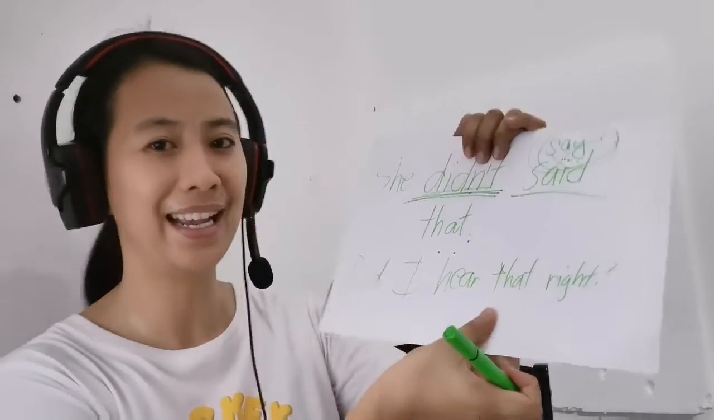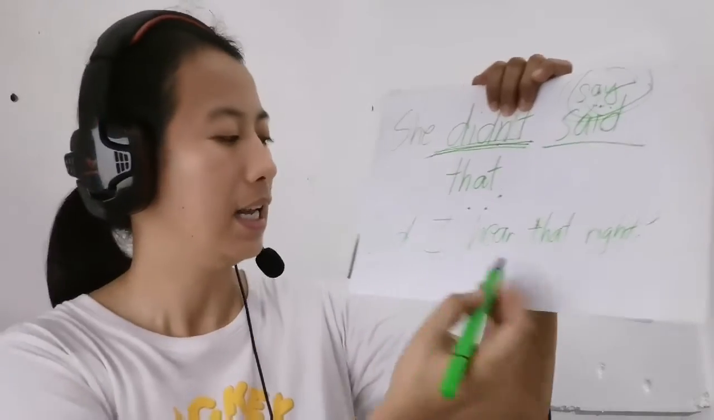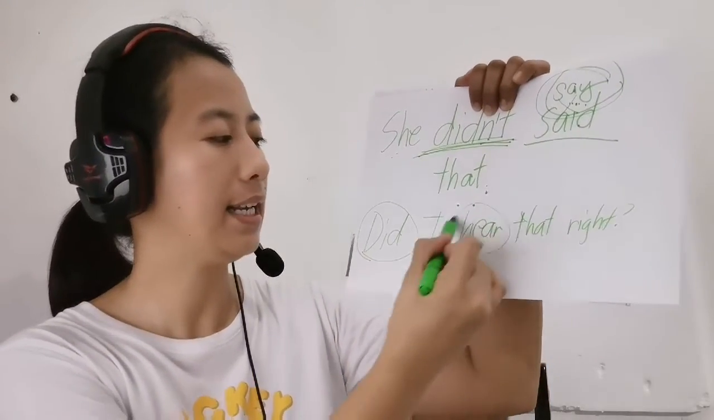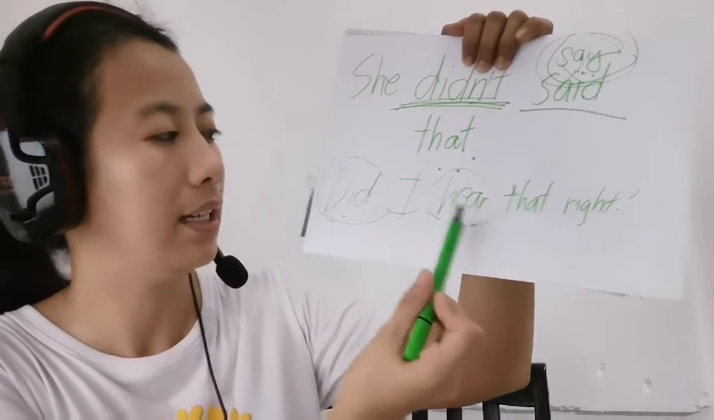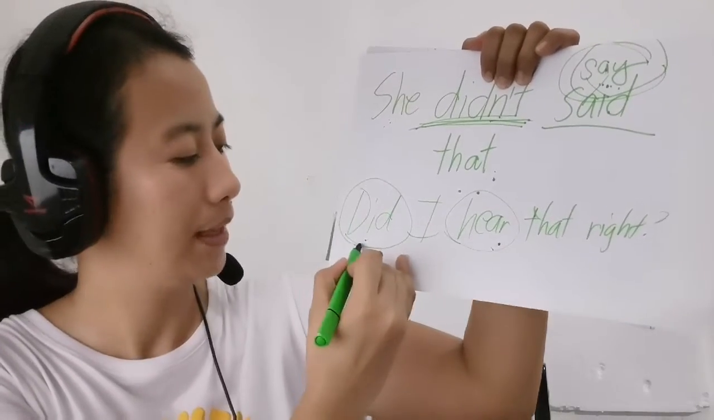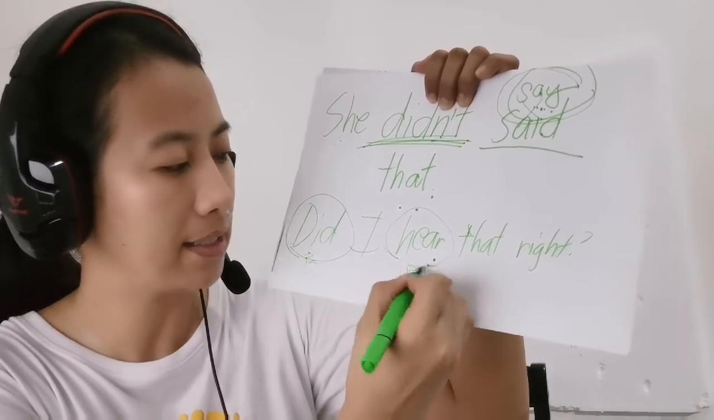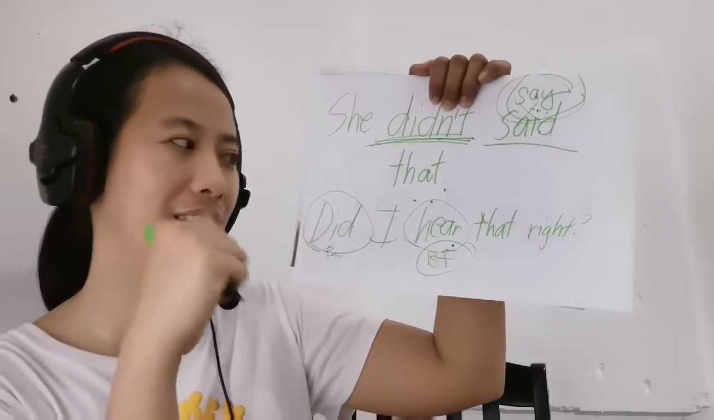Okay, in this sentence, did I hear that right? So did is the helping verb and hear is the base form of the verb. Did hear. Did in the past tense and hear in its base form. Okay? So I hope we're clear on that.